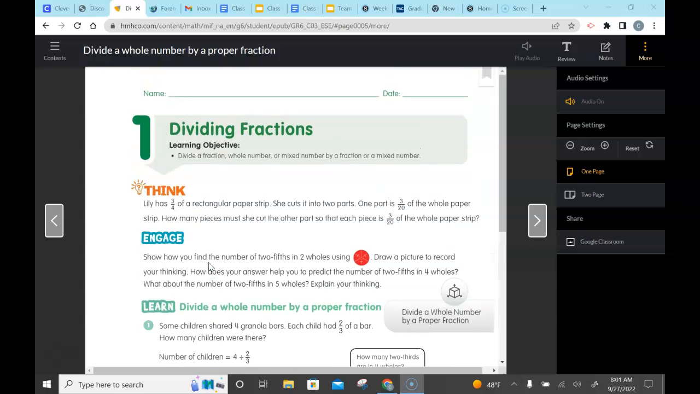And the goal for today's video, you'll want to write this down, is we're going to look at dividing fractions. So what is the goal? Be able to divide a fraction, whole number, or mixed number by a fraction or a mixed number. So we're going to look at a couple of example problems today in the video that will help you get ready for the lesson.